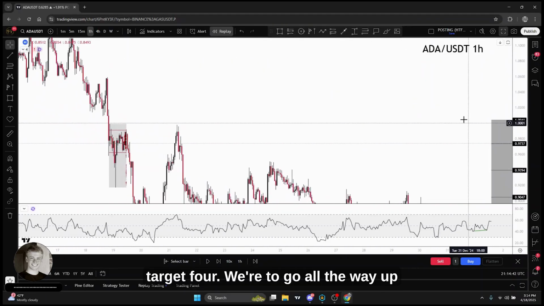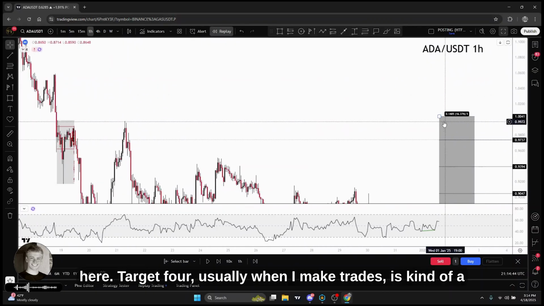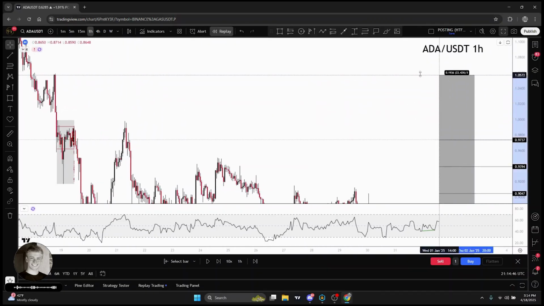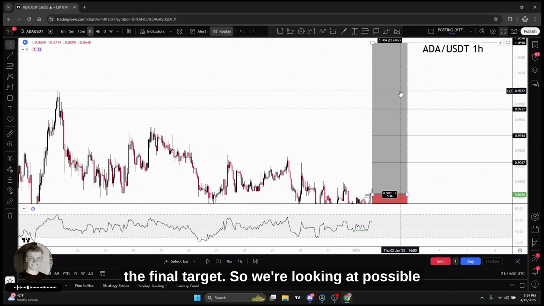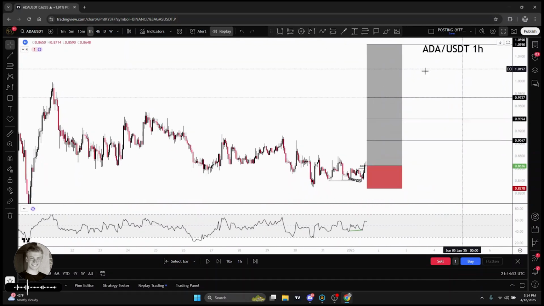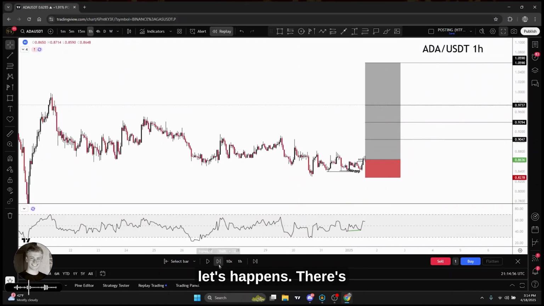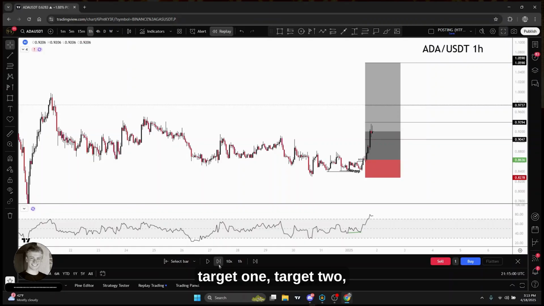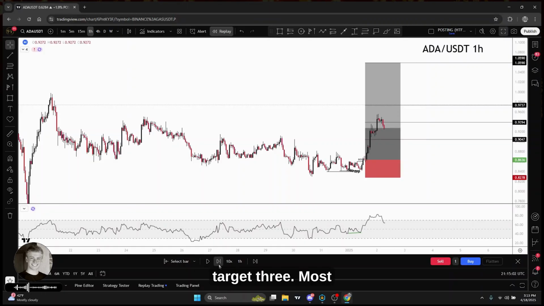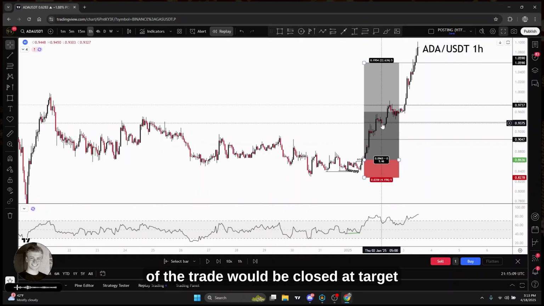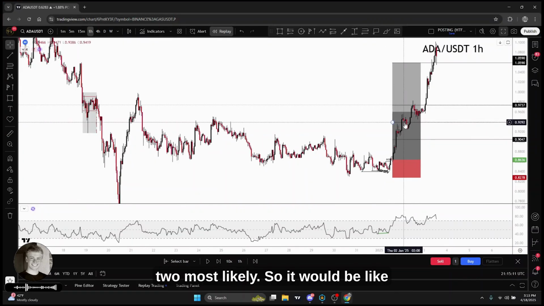And then target 4, we're going to go all the way up here. Target 4, usually when I make trades, is kind of a moon bag, maybe the final target. So we're looking at a possible risk to reward of 5.46, and then let's see what happens. There's target 1, target 2, target 3. Most of the trade would be closed at target 2 most likely.